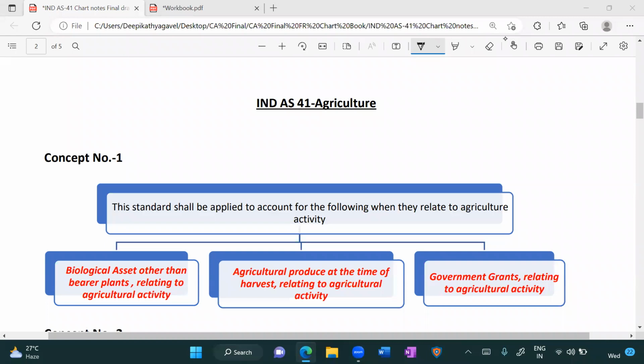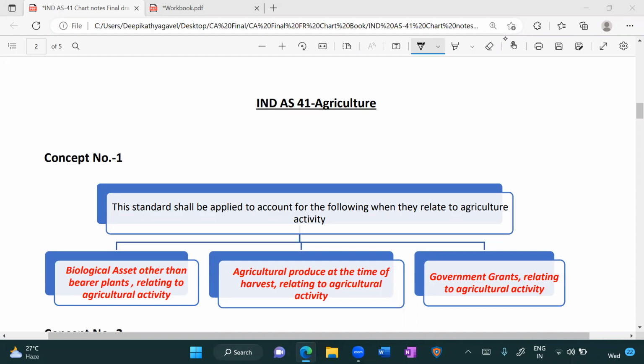Today we'll be revising IND AS 41 Agriculture. The objective of this video series is to give you a pilot view of the entire standard in the least time possible. And for this purpose, we have divided the various principles covered in the standard as different concepts. So without any further delay, let's get into the revision.